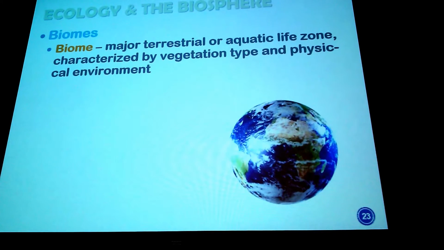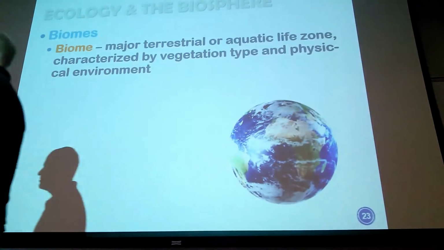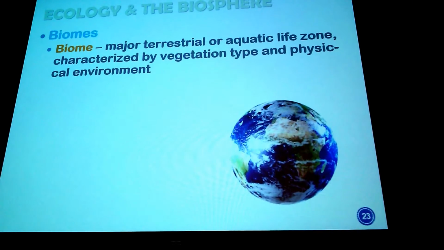The biome. Major terrestrial or aquatic life zone characterized by vegetation type and physical environment. What distinguishes biomes from ecosystems? Not a lot, they're almost synonymous. We take the earth and divide it up into different areas based on vegetation, physical environment like precipitation, temperature, things like that.